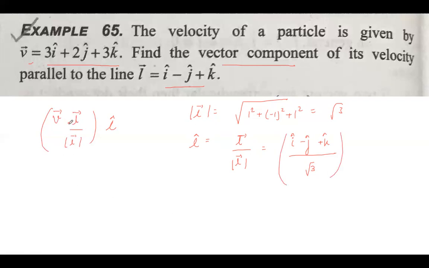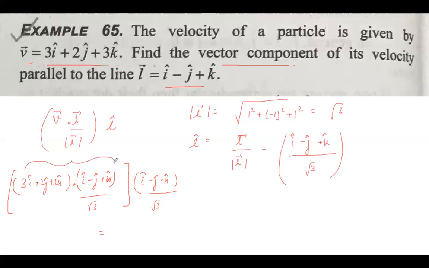So first of all, we'll find this v dot l cap. The v vector is 3i plus 2j plus 3k, and we'll find the dot product with this l cap, which is i minus j plus k divided by root 3, and then multiply by i minus j plus k divided by root 3. So this is the vector component basically. The inside part is the scalar component, and the unit vector tells the direction of the vector component.